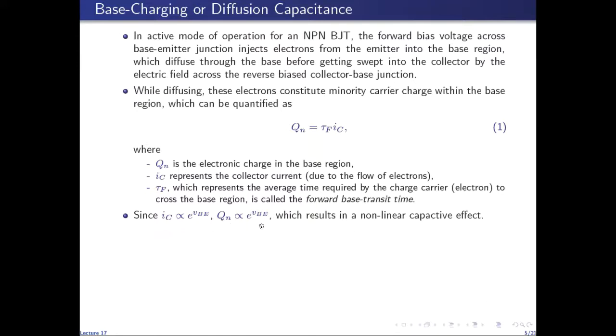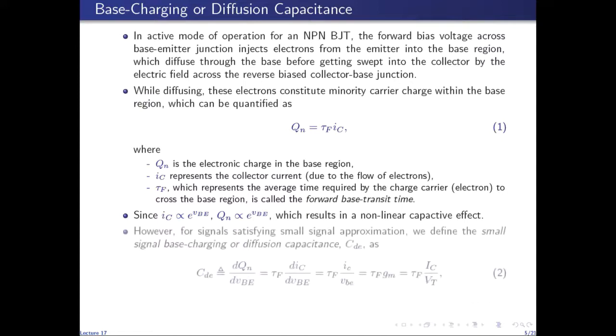Capacitance is defined as the change in charge. For a linear capacitor, we define the capacitance as charge per unit voltage. That is the change in charge per unit change in voltage. So in this case, a small change in voltage induces a large change in charge because of the exponential dependence. So the capacitance is not linear anymore. It is highly nonlinear. The associated capacitive effect is highly nonlinear. So we cannot define the capacitance simply by the ratio of charge and voltage.